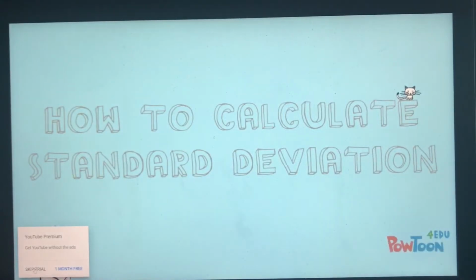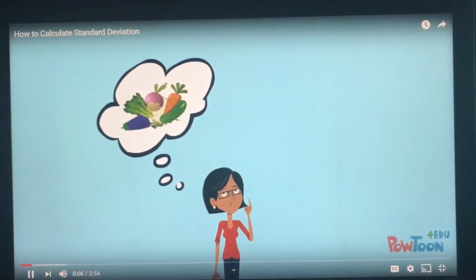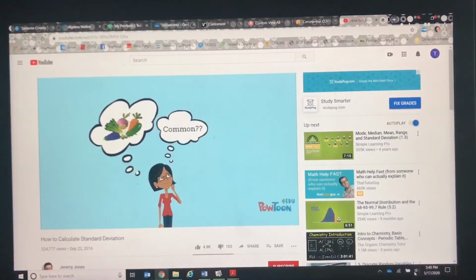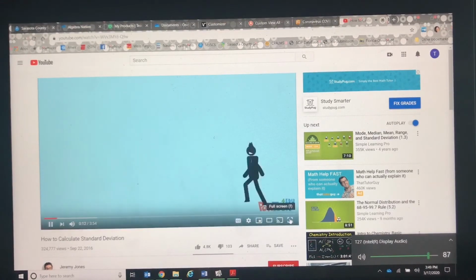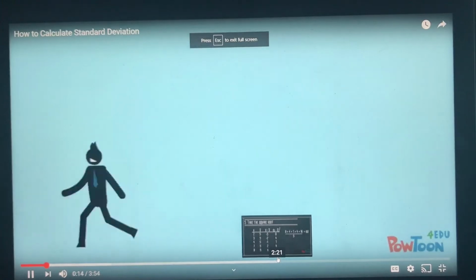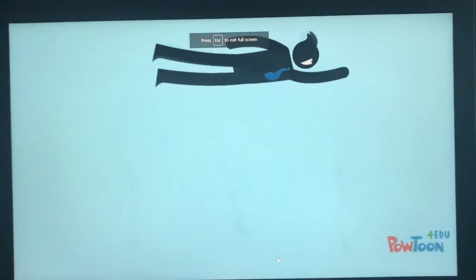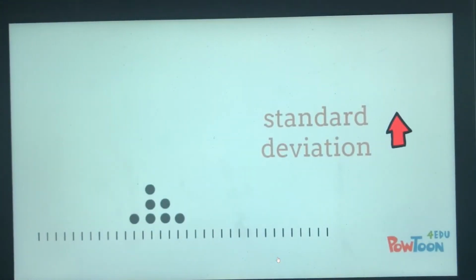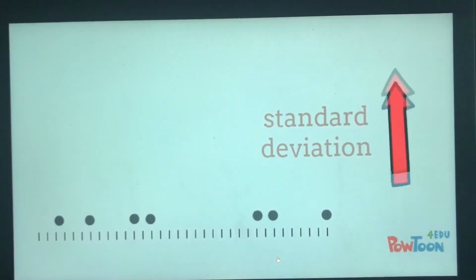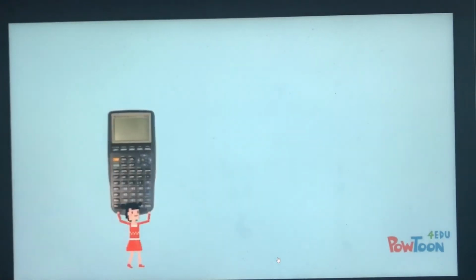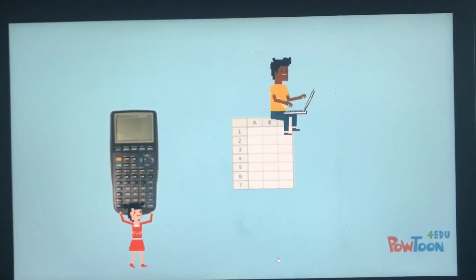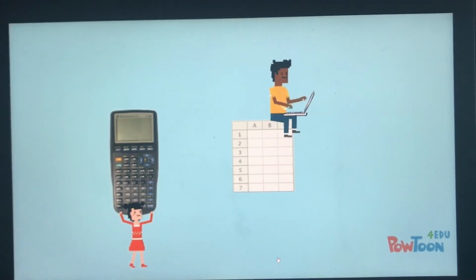How many vegetables do you have in your fridge? We can use standard deviation to know whether someone's behavior is normal or extraordinary. Standard deviation, often calculated along with the mean of a data set, tells us how spread out the data is. It is used for data that is normally distributed and can be easily calculated using a graphing calculator or spreadsheet software, but it can also be calculated with a few math operations.